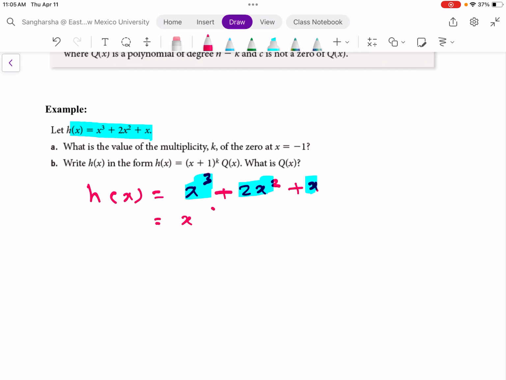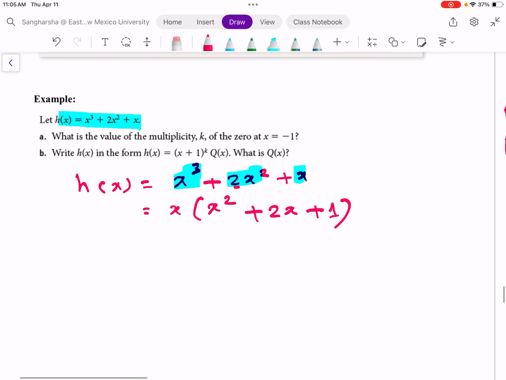If we factor out x from x cubed, what is left? We have x cubed divided by the common factor x, which is x squared, right? Similarly, if you factor out x from 2x squared, we have 2x squared divided by x, that is positive 2x. And if you factor out x from x, we have positive 1. Now, is it completely factored? Is there any way we could factorize the second factor?